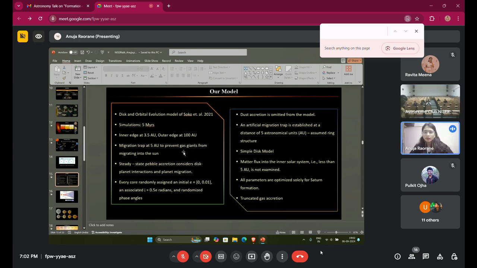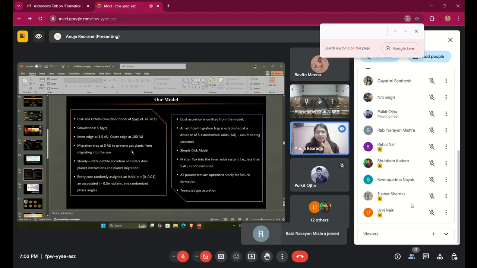Okay, I'll first talk about the migration trap that he asked about. Physically speaking, a migration trap is a pressure bump in the disk. What this pressure bump does is, when everything is migrating towards the sun and losing its angular momentum, because of this high pressure bump, not all planets will be able to cross this 5 AU boundary. And because they remain stable around this 5 AU boundary, there's gas accretion that they do in the meantime.